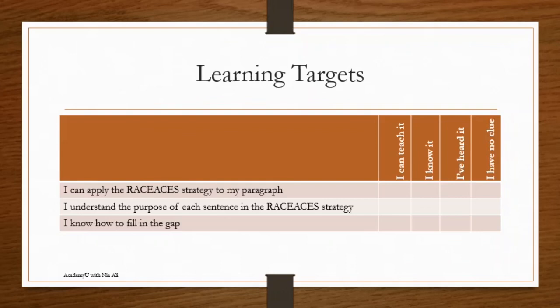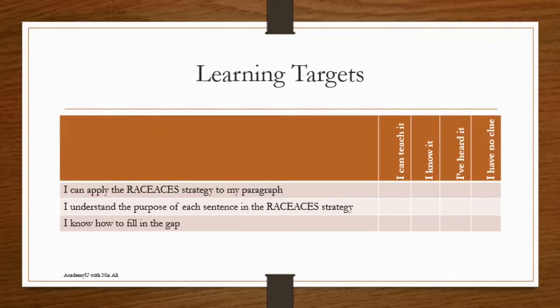On your piece of paper, you're going to self-assess yourself. We do this in the beginning of each lesson to determine your depth of knowledge on the topic. We will do this again at the end of the lesson to determine how much you actually have learned. So for starters, our first learning target is, I can apply the RACES ACES strategy to my paragraph. Now it's time for you to self-assess yourself.